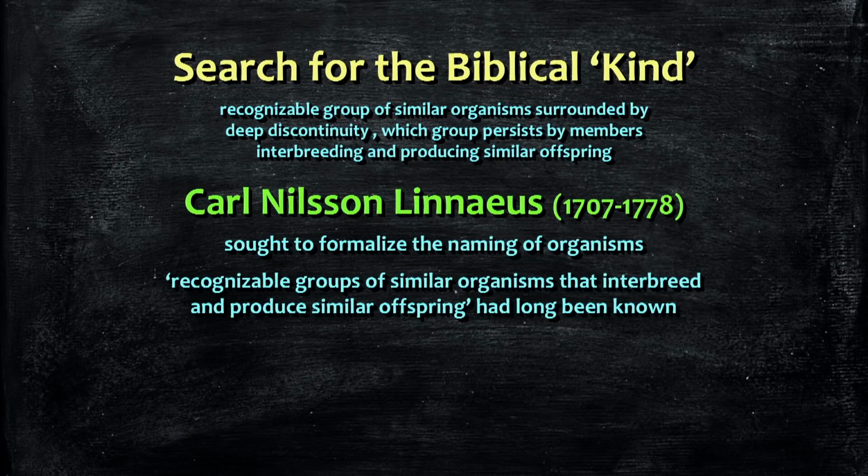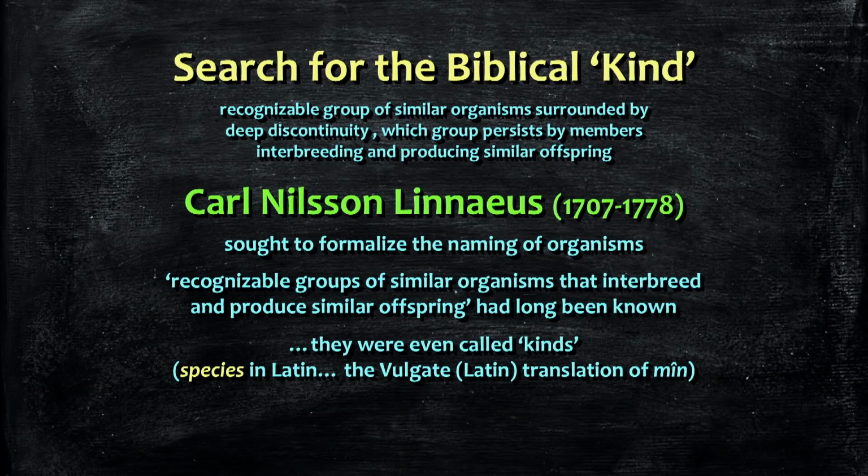He looked for recognizable groups of similar organisms that interbreed to produce similar offspring, and those groups were already known. He recognized those groups, and they were even called kinds. Now, we have to talk about what that means.